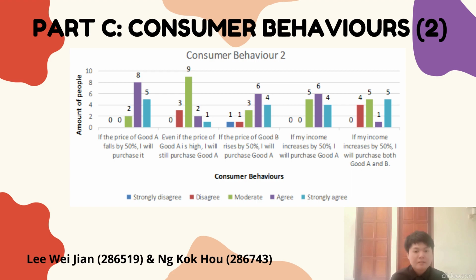Next, the statement "If my income increases by 50%, I will purchase both Good A and B." 11 respondents, 73.33%, agree with it, which are moderate 5 people, agree 1 person, and strongly agree 5 people. There are also 4 people, 26.67%, who disagree. People will purchase Good A and Good B at the same time, although both goods are substitute goods, when their income increases. This is because maybe people have different preferences and like the taste of both goods.